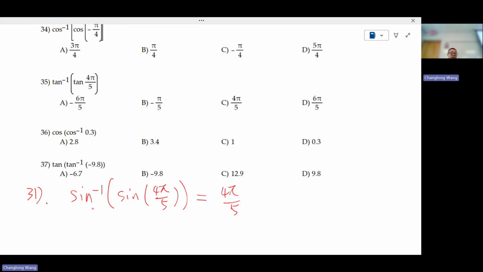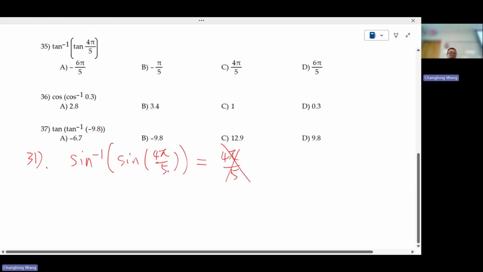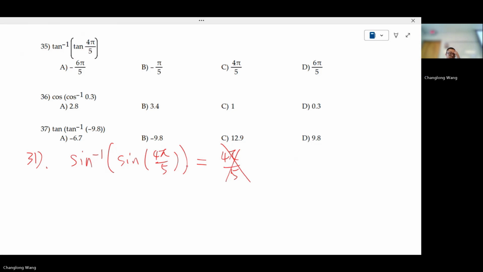And the reason why it's wrong is sine inverse has a range, right? From negative pi over 2 to pi over 2. But this is beyond the range of sine inverse. Therefore, our goal is to find another angle, like an alternative angle. And it works out somehow that sine theta prime is the same as sine 4 pi over 5. But I want that theta prime falls into the range of negative pi over 2 to pi over 2.